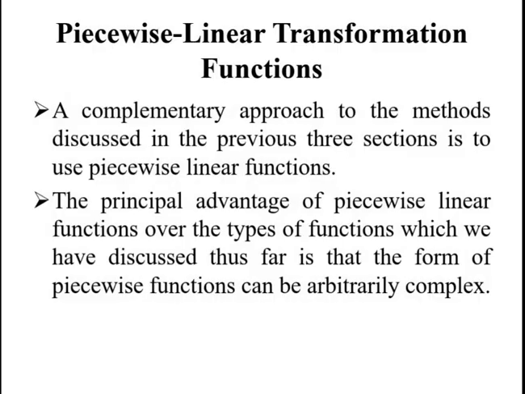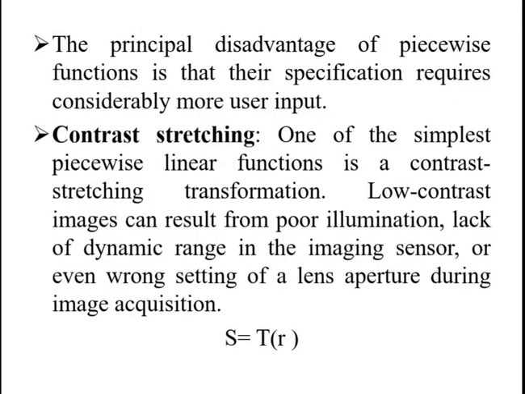Our next transformation is the piecewise linear transformation function. A complementary approach to the methods discussed in the previous three sections is to use piecewise linear functions. The principal advantage of piecewise linear functions over the types of functions we have discussed thus far is that the form of piecewise functions can be arbitrarily complex. The principal disadvantage is that their specification requires considerably more user input.